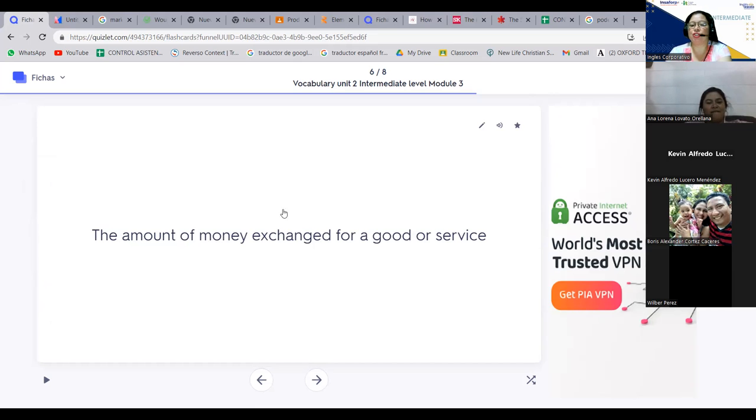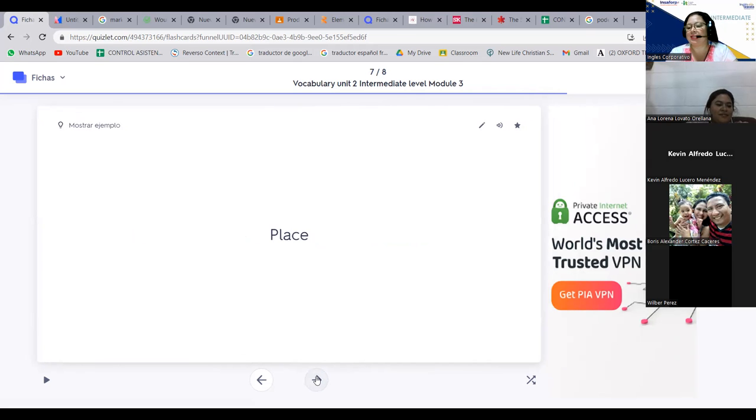Very good. Exchanged. Exchange, because it's not only money that we exchange, right? The price could be in cambalaches, ¿verdad? In cambalaches is not money. Yeah, you exchange. But yes, you give money, they give you a product. Okay, that's the exchange. Now, next, place. Can you define place in the marketing mix?